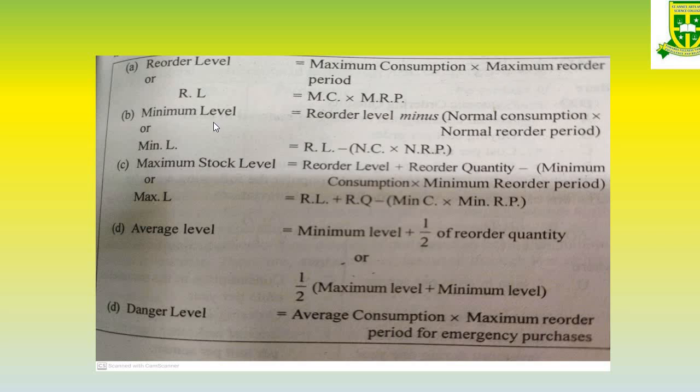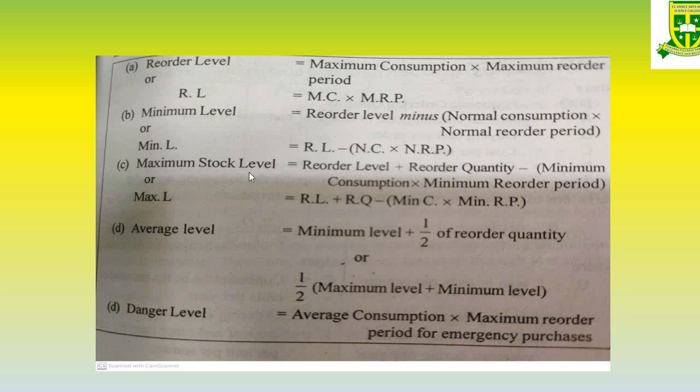The next one is the minimum level, which has to be maintained all over the year. That formula is equal to the reorder level, which we calculated first, minus normal consumption into normal reorder period. The normal consumption may be the average consumption. So for an average period of time, what is the level to be maintained during the period?